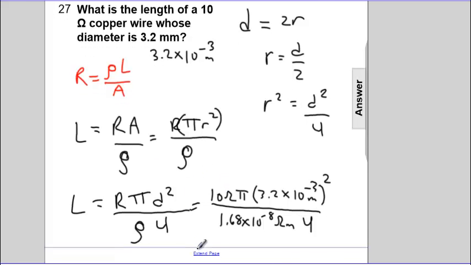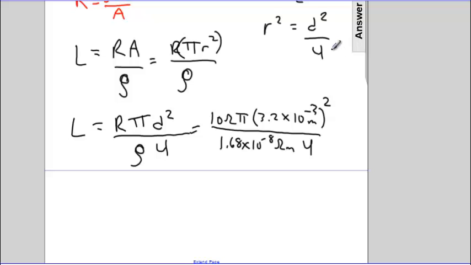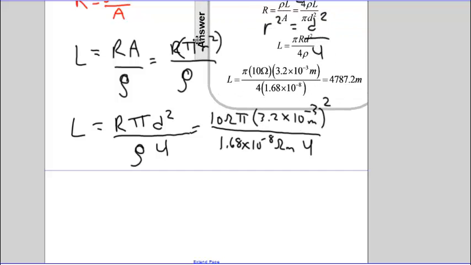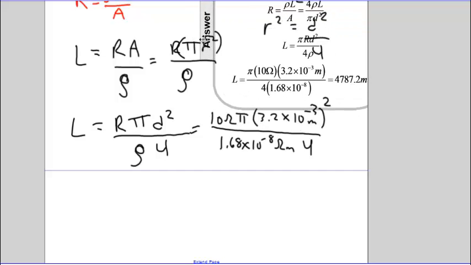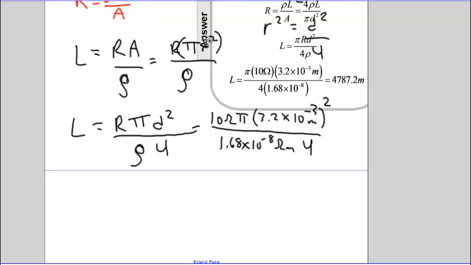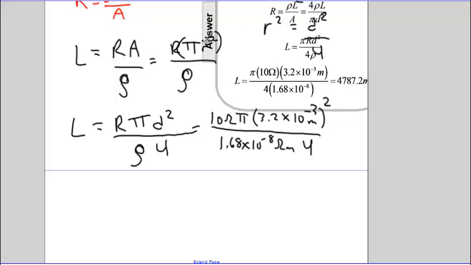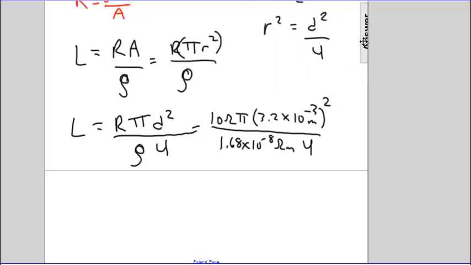So this is a problem where, you know, you're going to get an answer. Let's take a peek at what the answer is. A long distance in meters, about 5,000 meters, 4,787.2 meters. So let's see if we can approximate this.